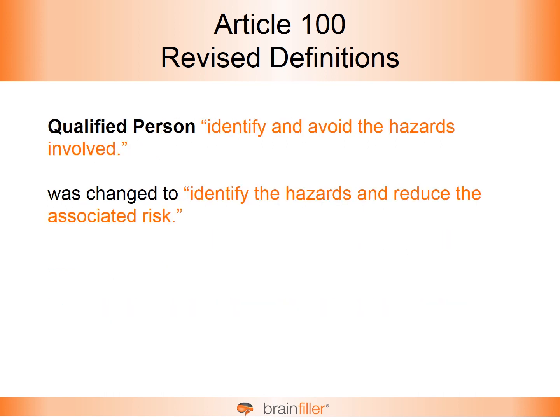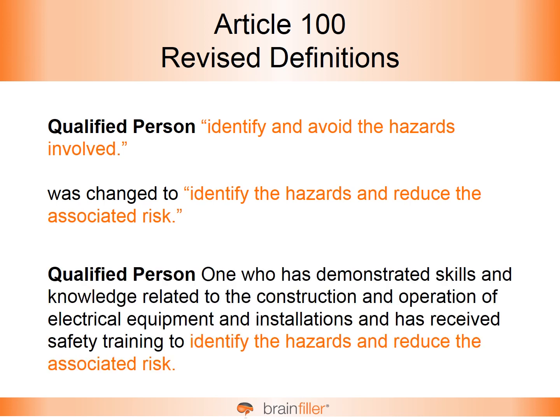The definition of qualified person also saw some changes. "Identify and avoid the hazards involved" was changed to "identify the hazards and reduce the associated risk." So now it reads, a qualified person is one who has demonstrated skills and knowledge related to the construction and operation of electrical equipment and installations and has received safety training to identify the hazards and reduce the associated risk.